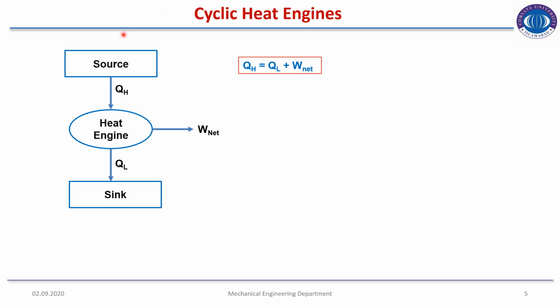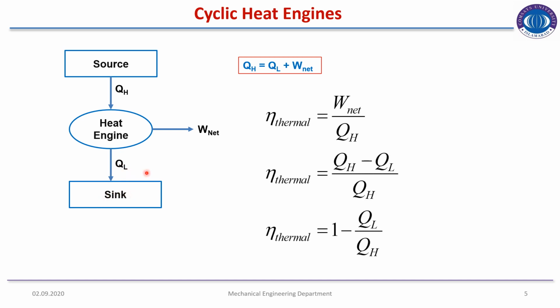As we have already discussed in detail, we have a source, which is a high temperature thermal energy reservoir, and a sink, which is a low temperature thermal energy reservoir. The high temperature thermal energy reservoir supplies heat QH to the heat engine, and some of that thermal energy is converted into work, represented by W net, whereas the rest of the thermal energy is rejected to the sink.